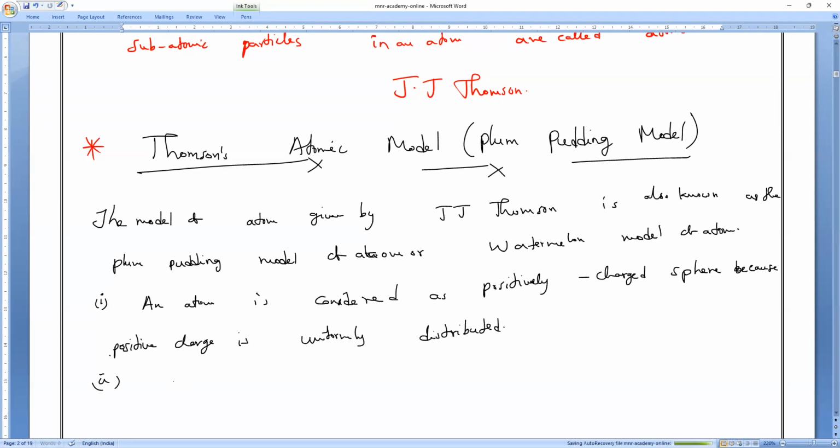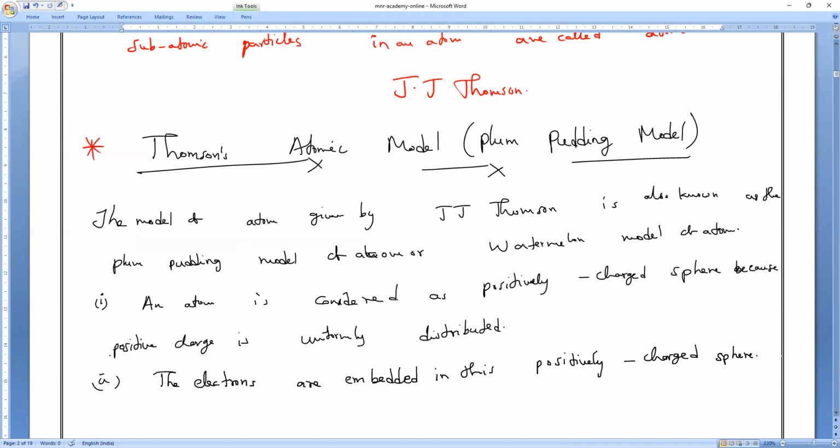Point number 2. And electrons are embedded. What do you mean by embedded? Anybody can tell? Speak, guys. You all know, so don't not tell me. Embedded means arranged. Electrons are embedded, arranged in this positively charged sphere. How many of you ate the Christmas cake? Many of you have had the Christmas cake. Am I right?